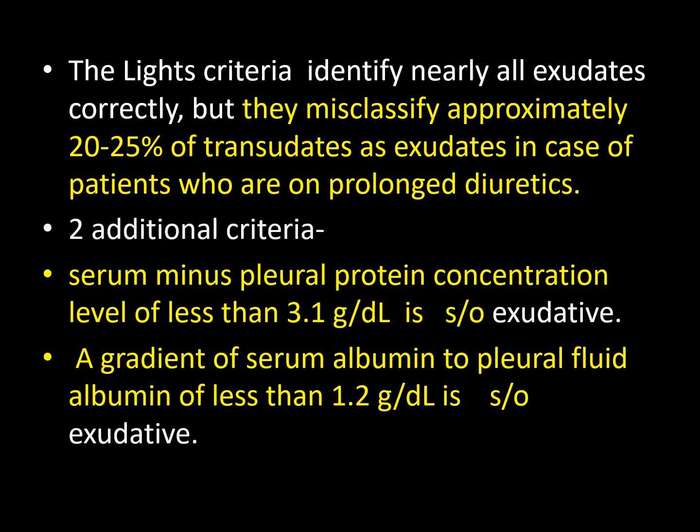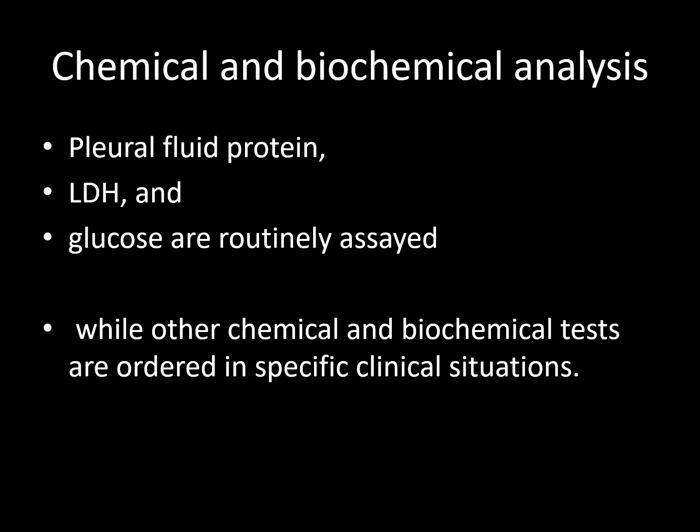So there are a few additional criteria which are serum and pleural fluid protein concentration. If the difference between these two is less than 3.1, then the fluid is called as exudative. Serum minus pleural fluid protein concentration level of less than 3.1 gram per deciliter is called as exudative. Similarly, a gradient of serum albumin to pleural fluid albumin, if it is less than 1.2, then also fluid is called as exudative.